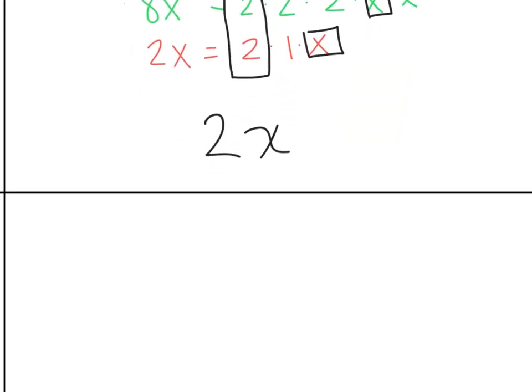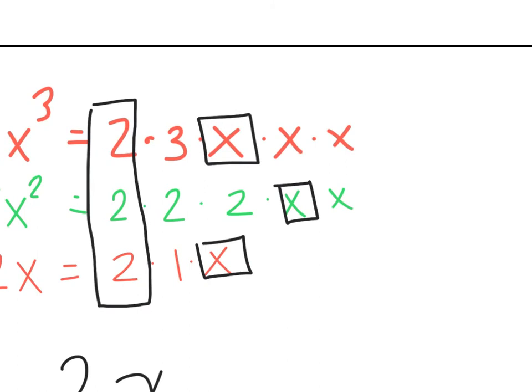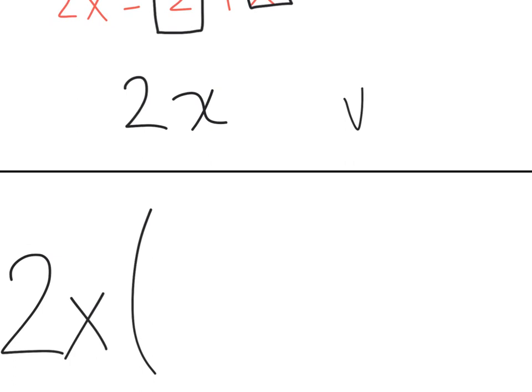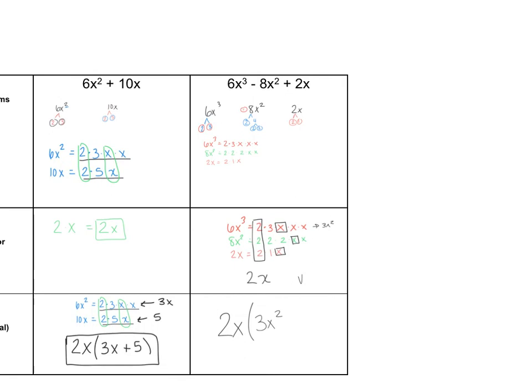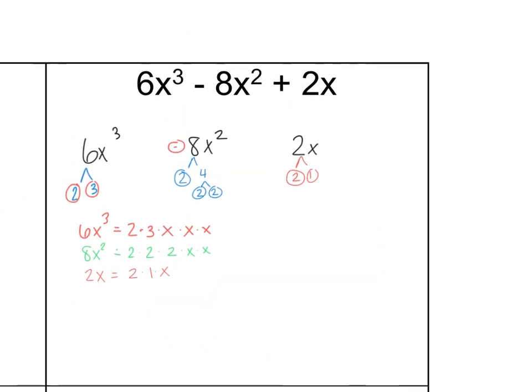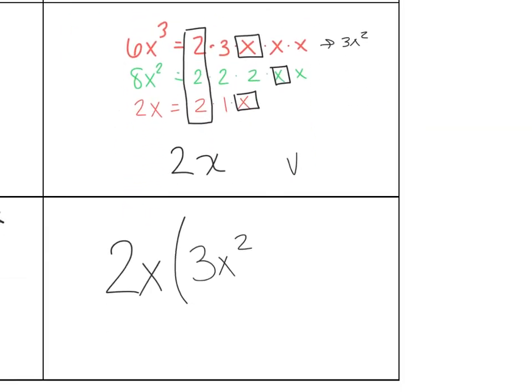So I rewrite it as GCF times leftovers, so 2x, and my leftovers are 3x squared. So I have 2x times 3x squared. My leftovers and my minus 8x squared. The reason why it's minus 8x squared is because, look, it's a minus in the beginning, so I got to keep it a minus.